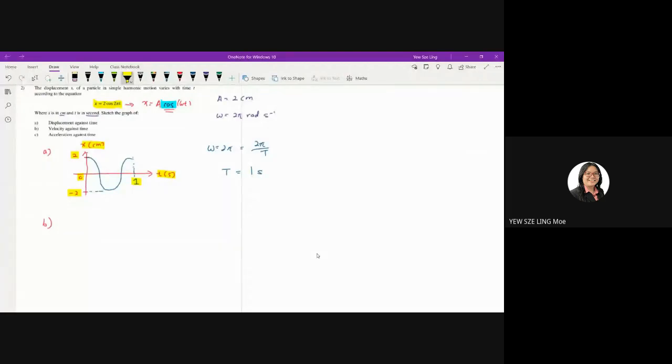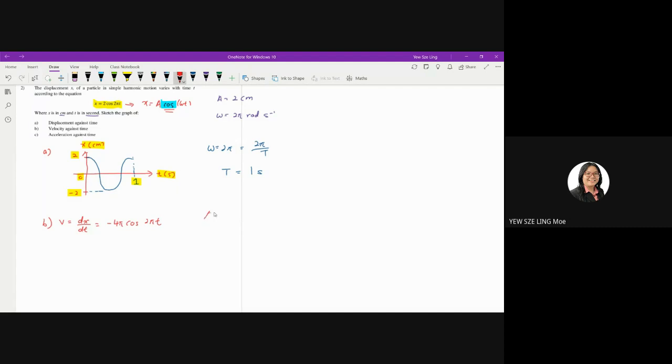Okay, so can you get the answer? I hope you can get the answer. So now let's see what is the answer for question B. Question B, again, you have a velocity against time graph, so you need to differentiate the equation. Let's begin with the differentiation. v equals dx over dt. You differentiate cos, you will get a negative sine, so now you will have negative 4 pi sin 2 pi t.